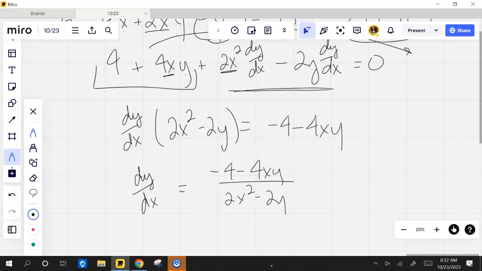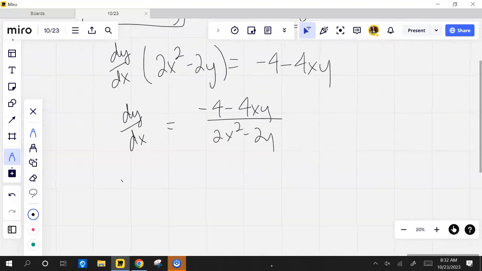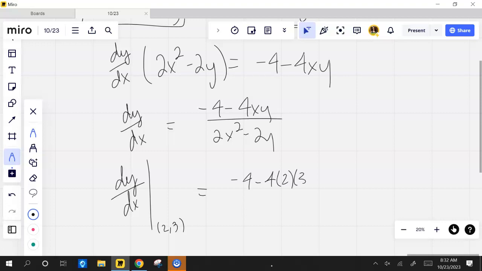Now I can find the derivative at what? 2, 3? So the derivative at (2, 3) is negative 4 minus 4 times 2 times 3, all over 2 times 2 squared minus 2 times 3, which should give you negative 14. But that's not the slope I need, right? And notice that a lot of the choices on there have a slope of negative 14.